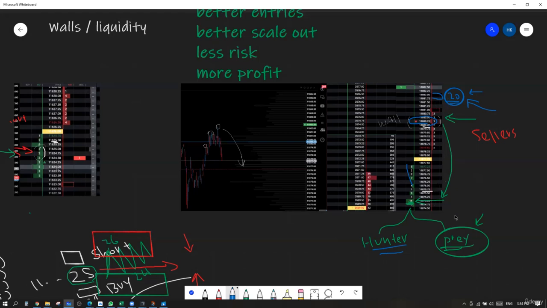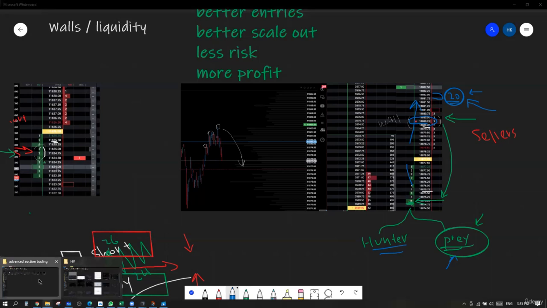So you have to be able to identify if the liquidity is in your favor and it's a prey, or if it's against you and it's a hunter, someone pushing the market down that the price cannot push against. And I know there is a lot of technicals here and you might get confused. So let's take an example.